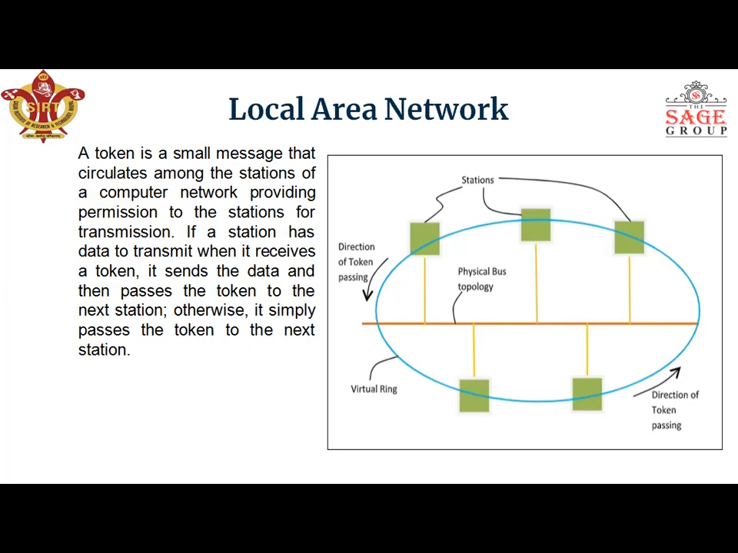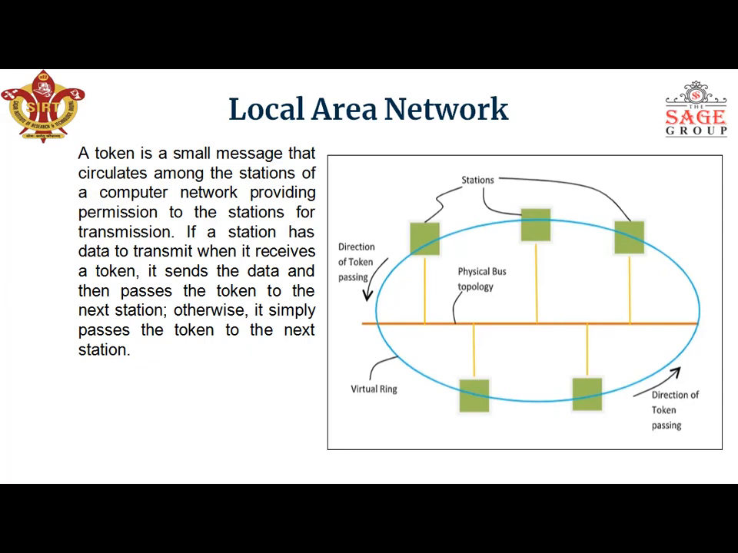So what is a token? A token is a small message that circulates among the stations of a computer network, providing permission to the station for transmission. If a station has data to transmit, when it receives a token, it sends the data and then passes the token to the next station.